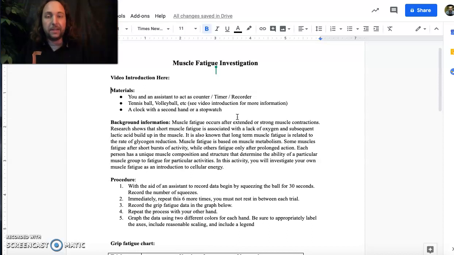So it's a little open-ended on that. If you read the background information, muscle fatigue occurs after extended or strong muscle contractions. And we're going to be working on sort of extended muscle contractions today. Research shows that short-term muscle fatigue is associated with lack of oxygen and buildup of lactic acid in those muscles. This is the feeling you get when you're sprinting really hard and that pain builds up.